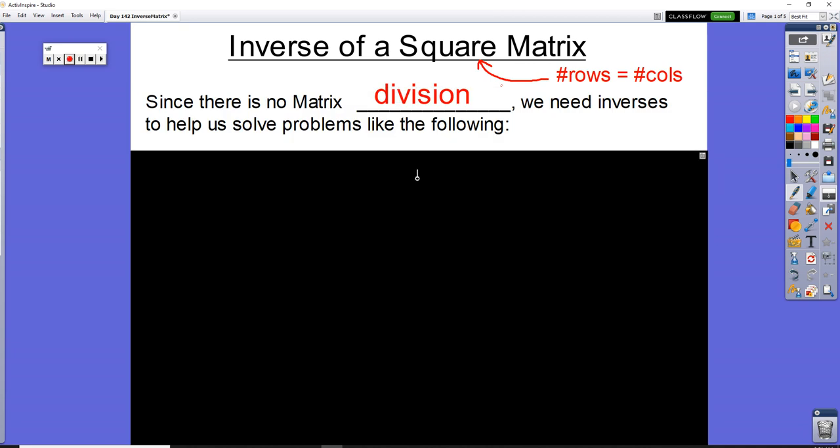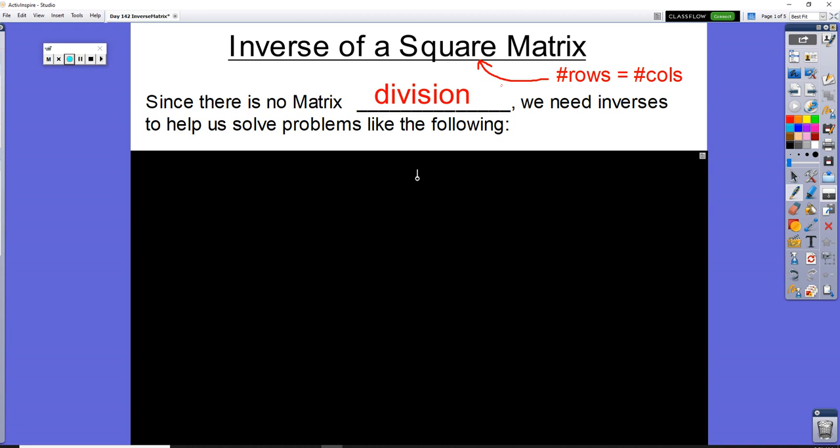In matrix math, if you go back and take a look at the operations that we've done, we've learned how to add, we've learned how to subtract, we've learned how to do scalar multiplication and matrix multiplication. The one thing that you'll find is missing in all of that, there is no matrix division.